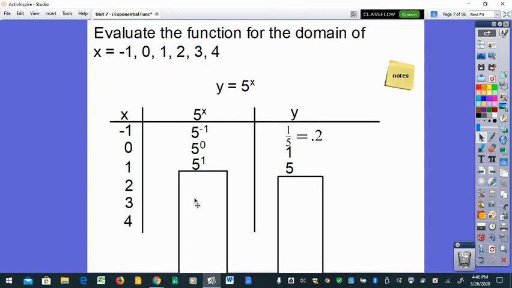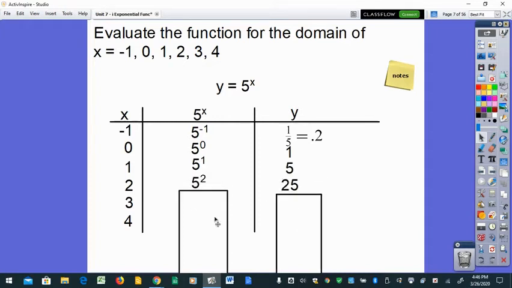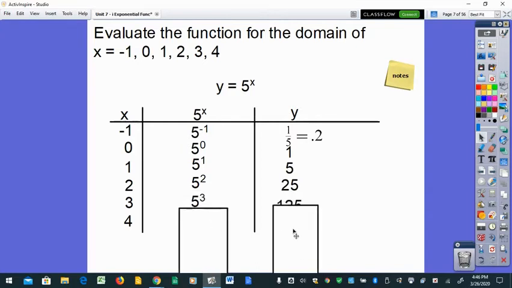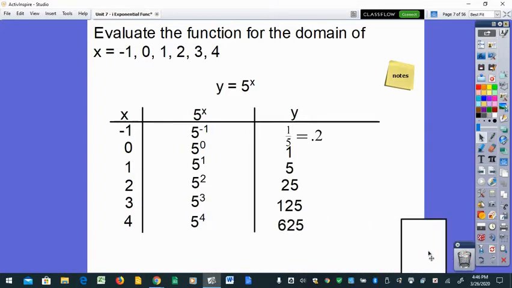And then it kind of gets easier from here. 5 squared would be 25. 5 to the third would be 125. And here's where you're going to see it start taking off. 5 to the fourth would be 625. And if I wanted to graph this exponential, I now have coordinates where -1, comma 0.2, 0, comma 1, 1, comma 5, 2, comma 25, and so forth. And I could graph that exponential.